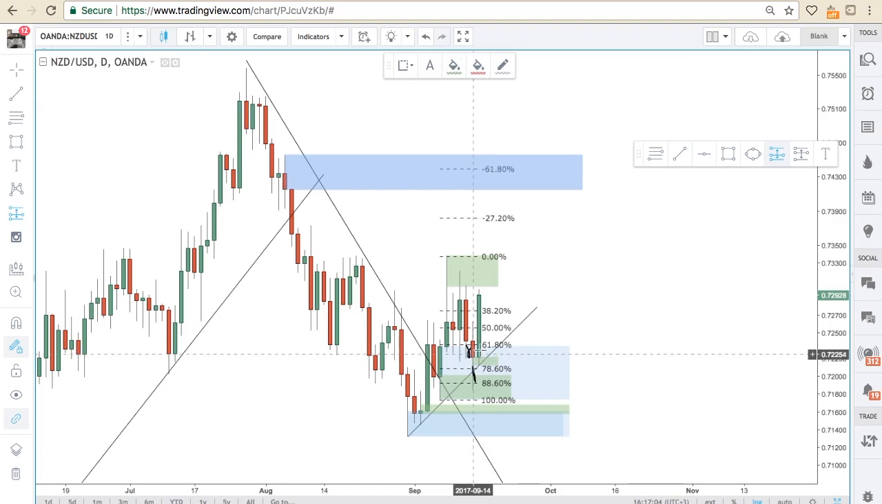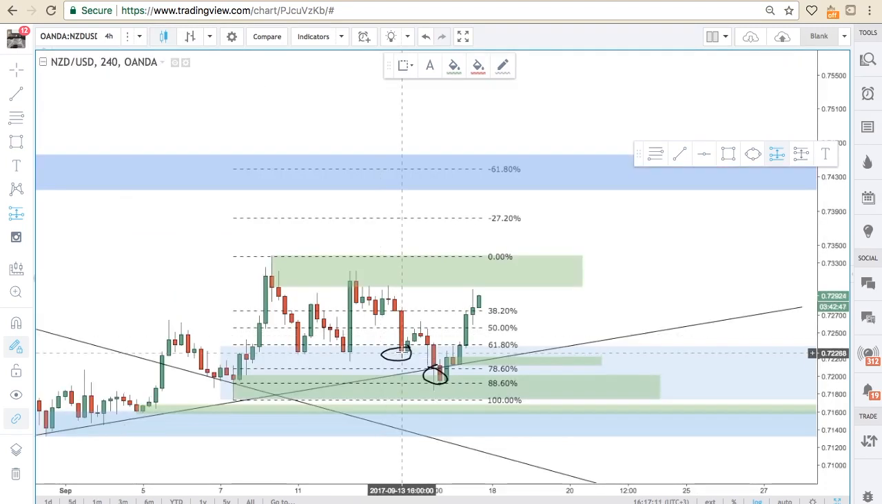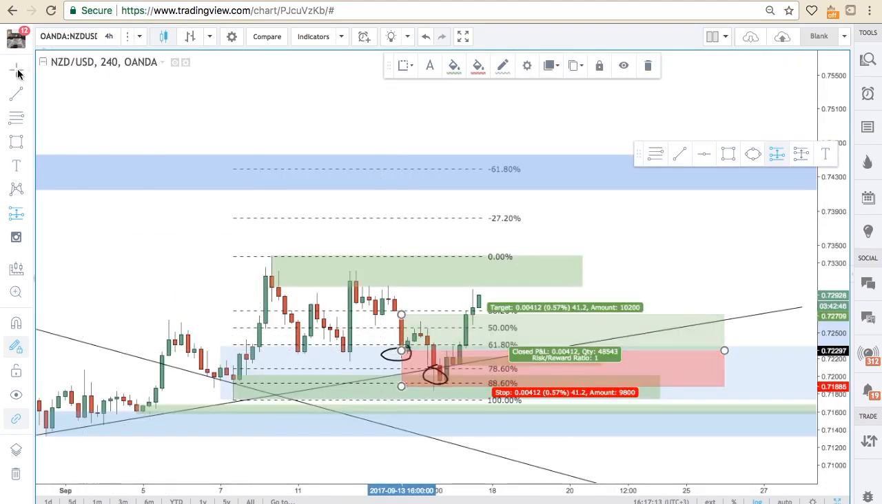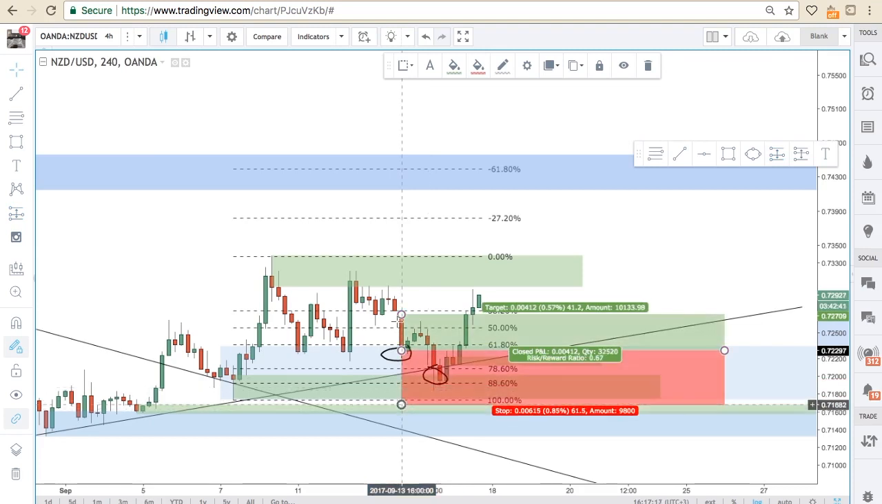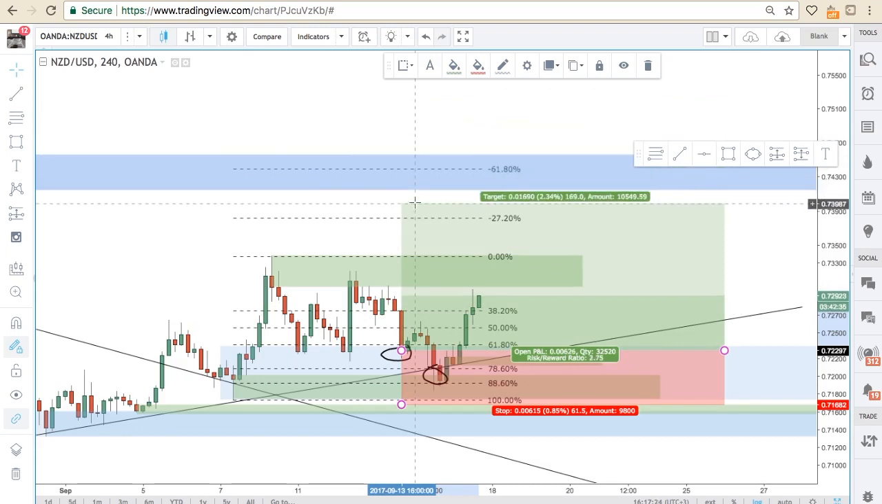Remember we took a position down here. Let's go back to the 4-hour. Position down here. Stop loss is there, and 7,400 is the target. So it's before the next daily supply zone.